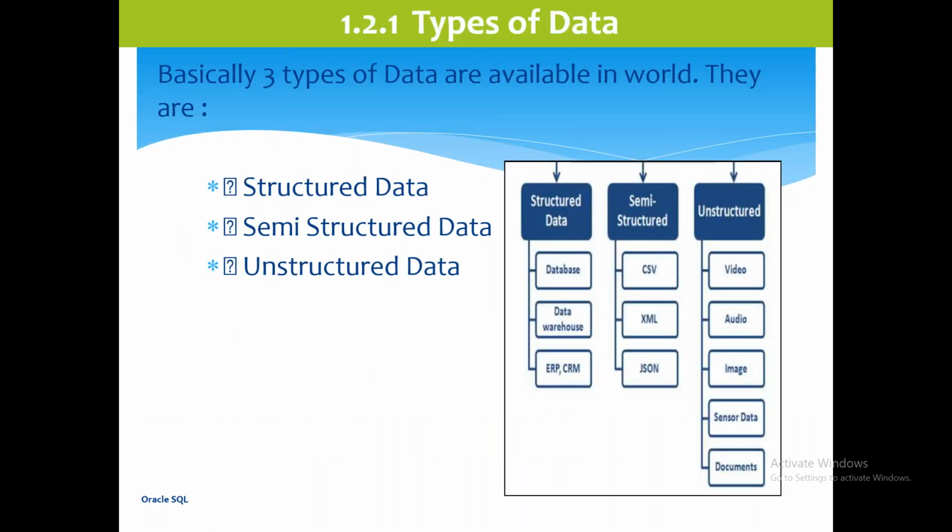Basically three types of data are available in the world: structured data, semi-structured data, and unstructured data. What kind of data can we call structured data? Structured means it has a combination of rows and columns. So in structured data, rows will be there and columns will also be there.